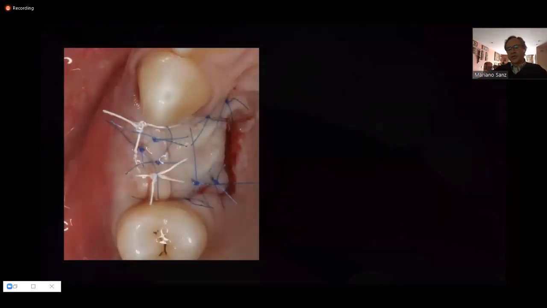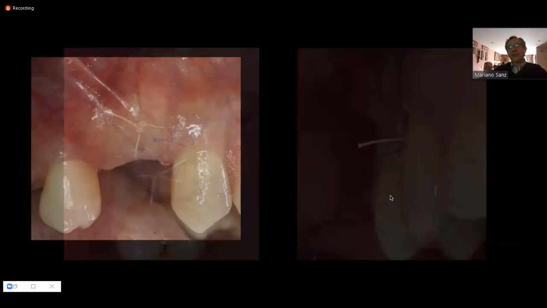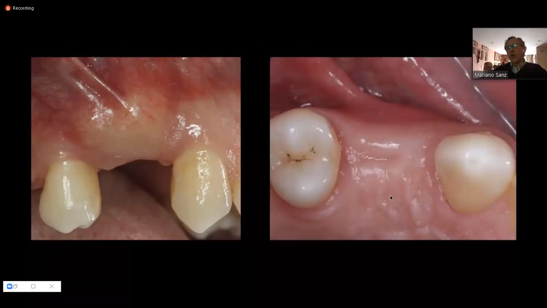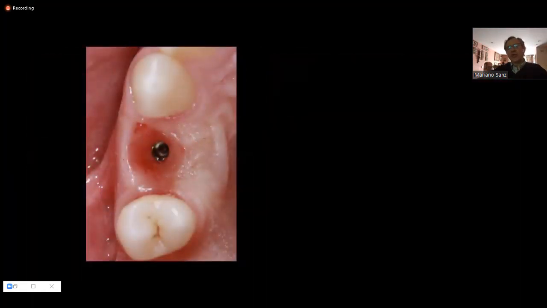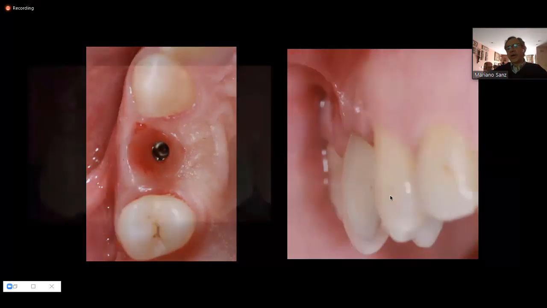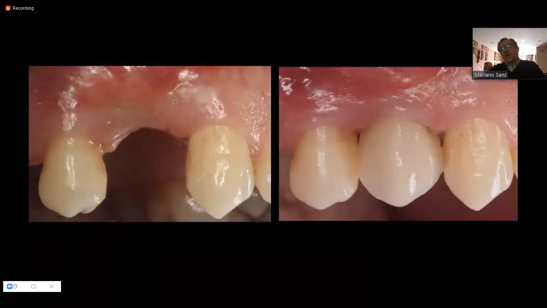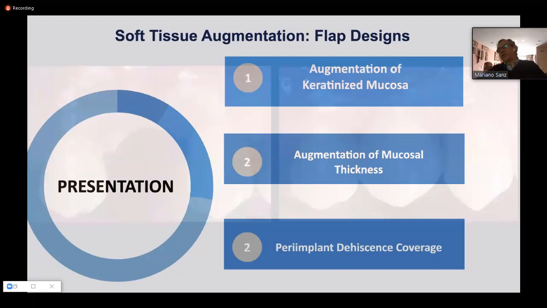So you see, this is the suture. You see the amount of tissue that we are able to attain, and of course, with this amount of tissue, we can attain very good emergence profile in our restoration.